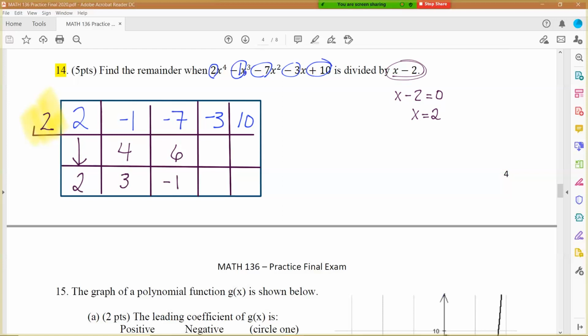-1 times 2 is -2. Then I'm going to add -3 plus 2, which is -5. And then -5 times 2 is -10. +10 and -10 combine to give me 0. Keep in mind, what was the question asking us to find? The remainder. Which one of these 5 numbers is our remainder? 0. This last box is always, always, always your remainder.